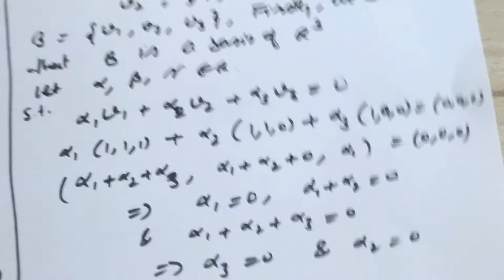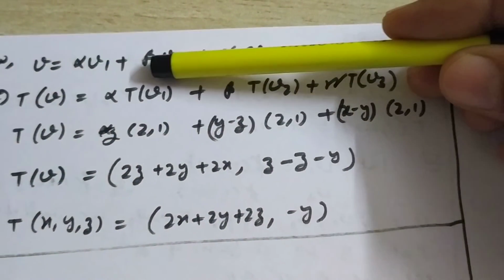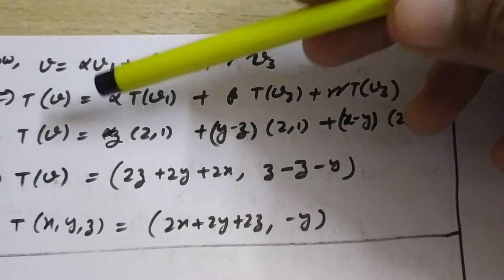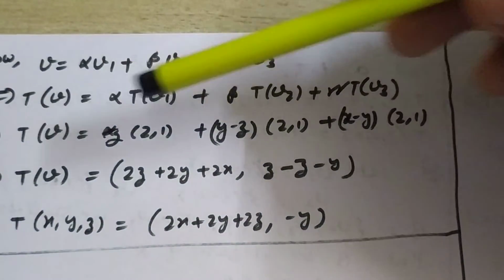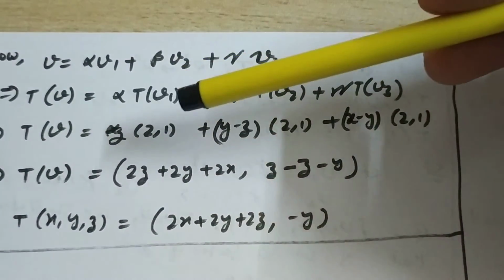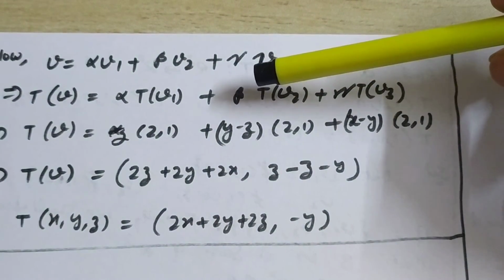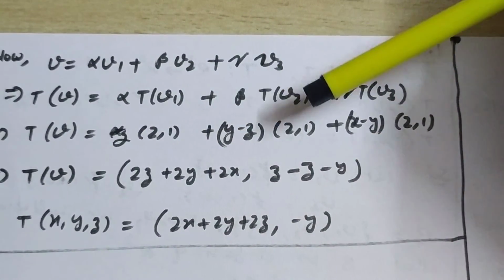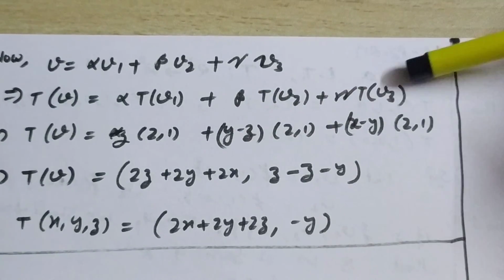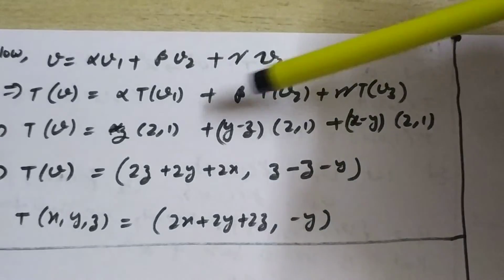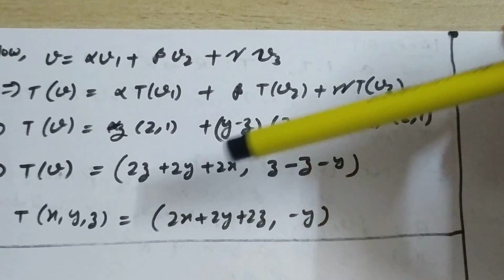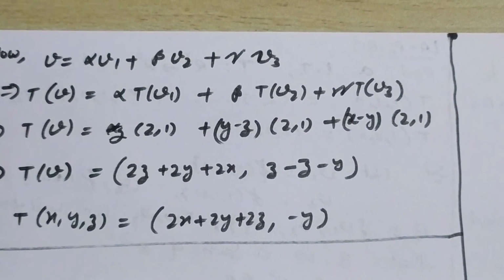Now this (x, y, z) is nothing but v, and you have written v as a linear combination of v1, v2, v3 with the help of scalars alpha, beta, gamma. Now you apply T on both sides. When you apply T on both sides, you will get T(v) is equal to alpha T(v1) plus beta T(v2) plus gamma T(v3). But T(v1) is given to be (2,1), T(v2) is also (2,1), T(v3) is also given to be (2,1). Now again you do some algebra over here and find that T(x,y,z) is equal to (2x plus 2y plus 2z, minus y).